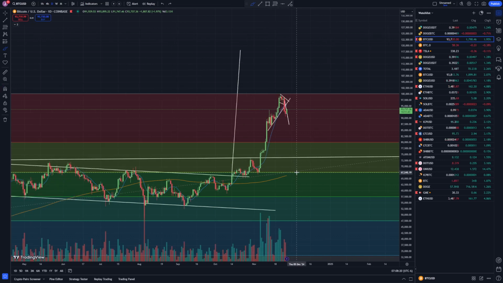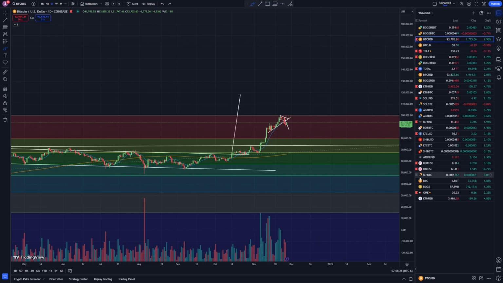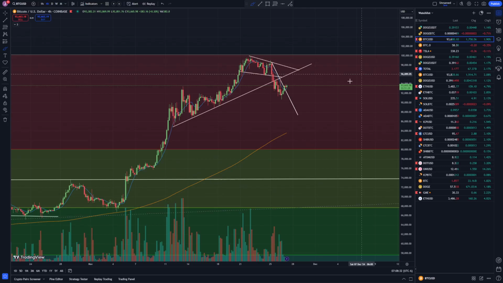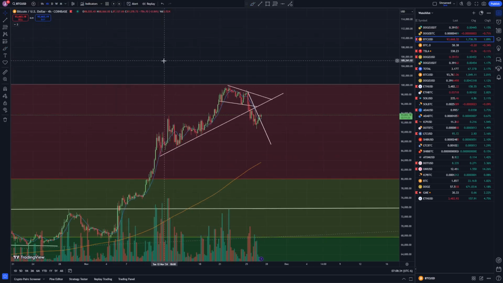After that, we're looking at the 38% level, sitting at around, what is that, like 67,700. Let's see how far it goes down. Let's see if it even continues to go down, because if we zoom in a little bit, let's go to the 4-hour time frame.